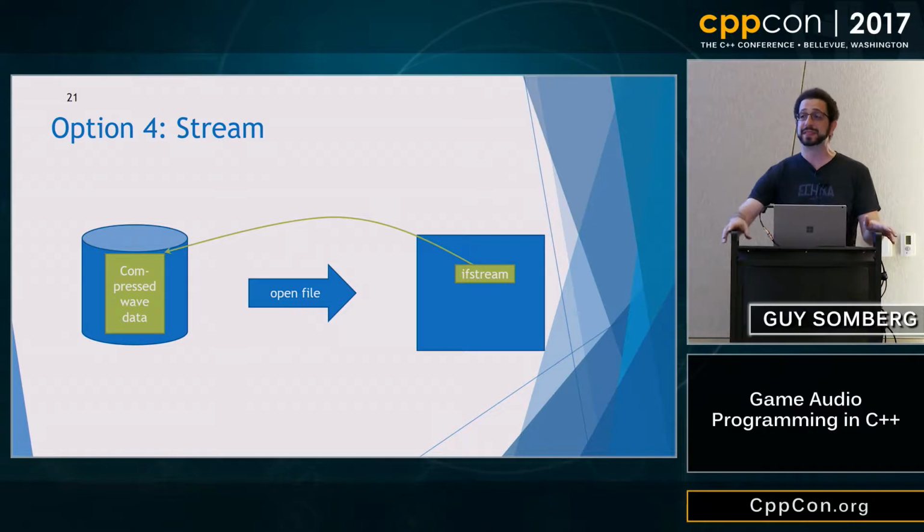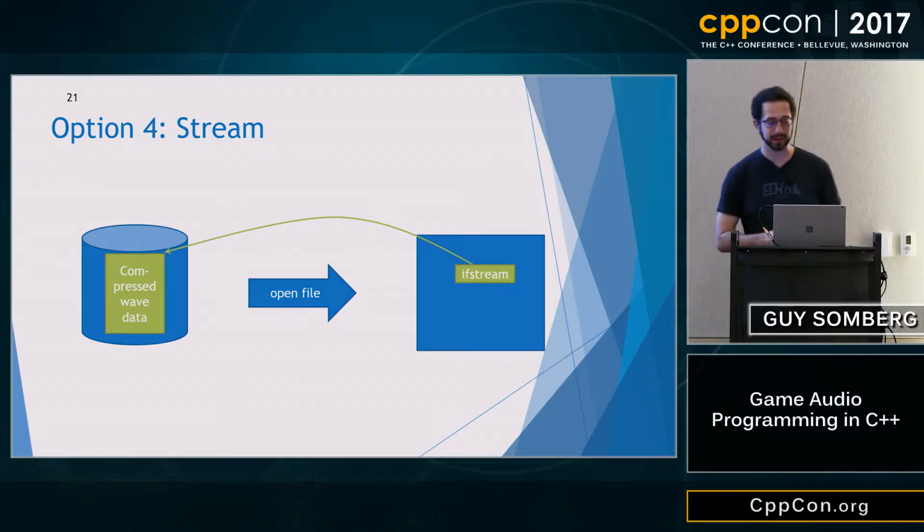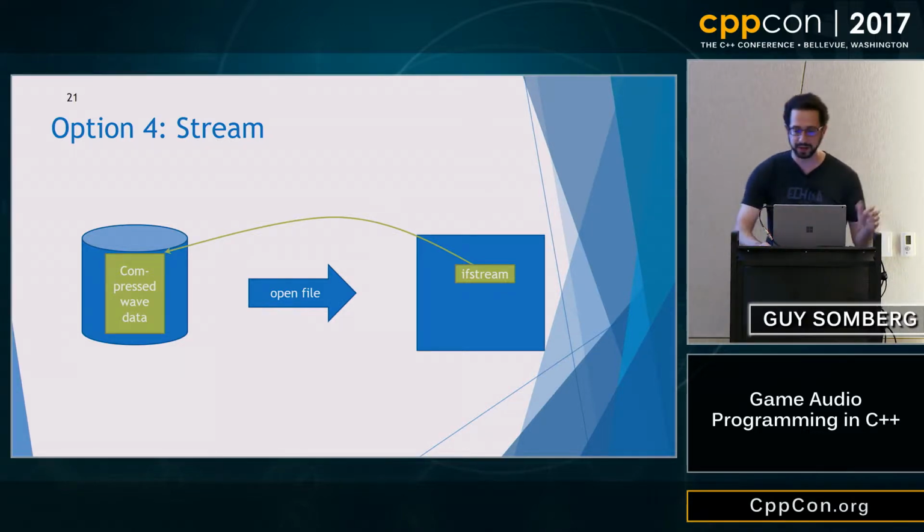A good rule of thumb for the typical sizes and lengths and compression ratios for video games is that if a sound is 10 seconds, give or take, then it might be a good candidate for streaming. It's just a rule of thumb and depends on the platform and all the other settings.